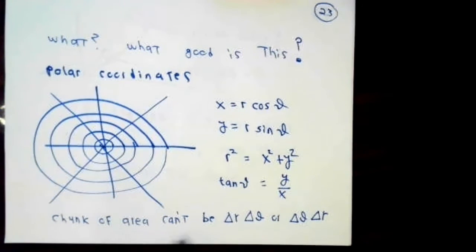The area of a chunk in this picture cannot be delta r delta theta or delta theta delta r. The theta is in radians, which you'll remember really are dimensionless units. So the dimension of delta r delta theta is the dimension of length, not area. So this can't be the right thing to do when we do an integral.